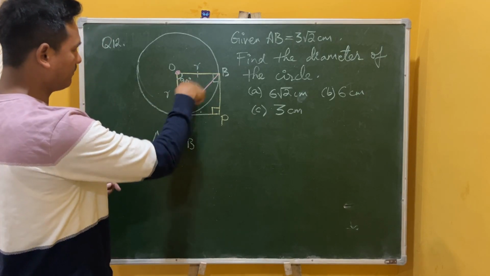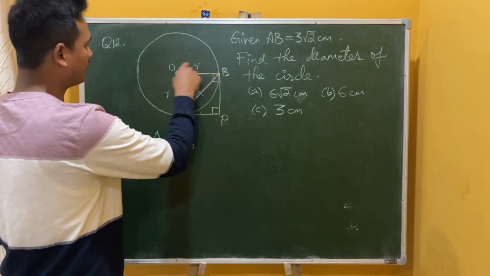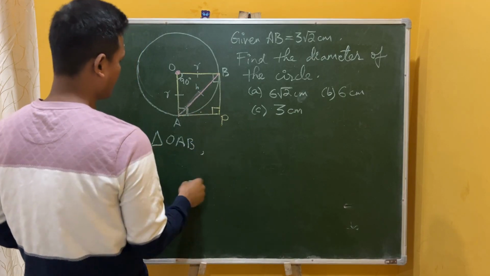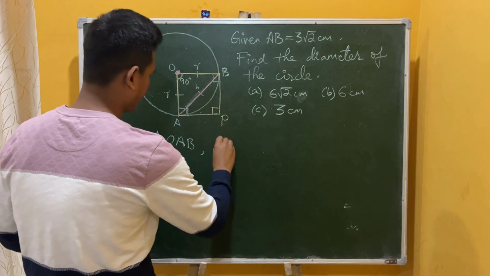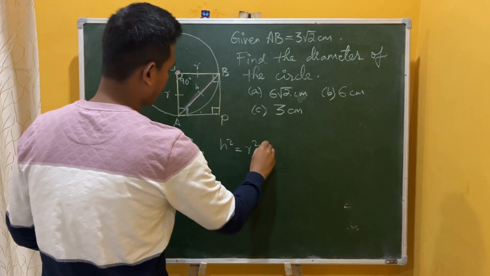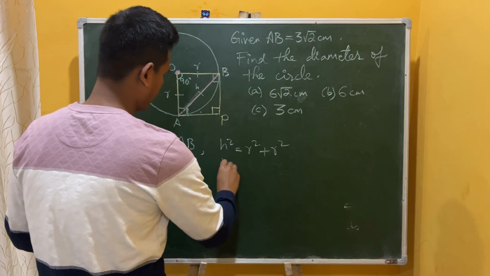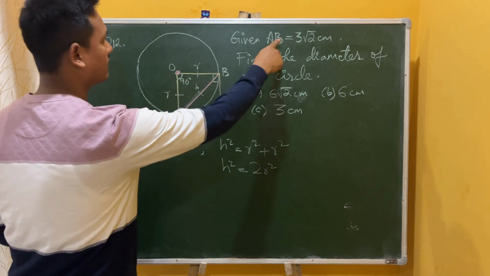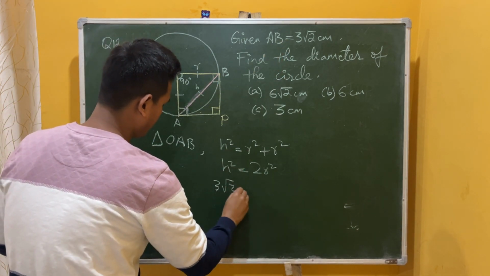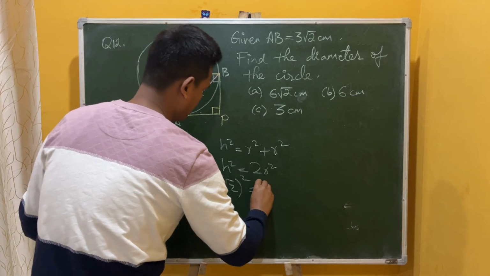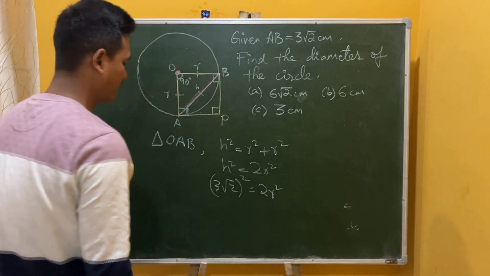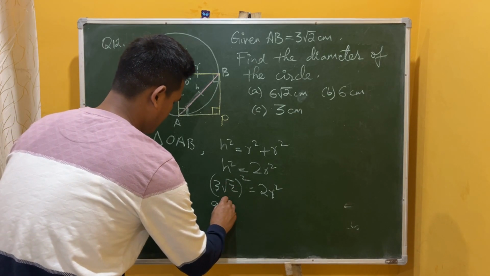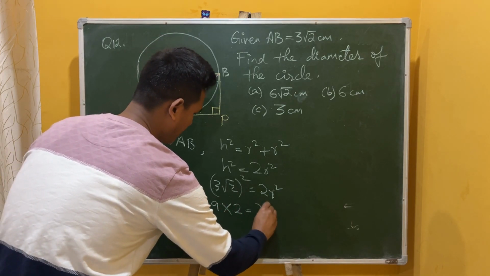So using Pythagoras theorem, you'll get the value of r. h square equals r square plus r square, or h square equals 2r square. How much is h? Put the value. It is 3 root 2 square equals 2r square. So this is 9 into 2 equals 2r square.